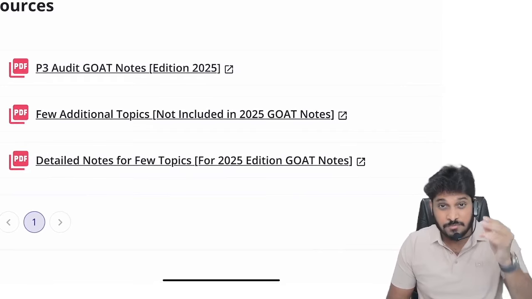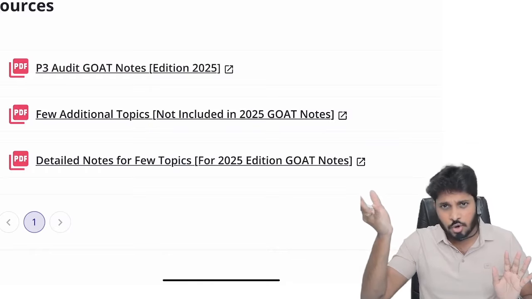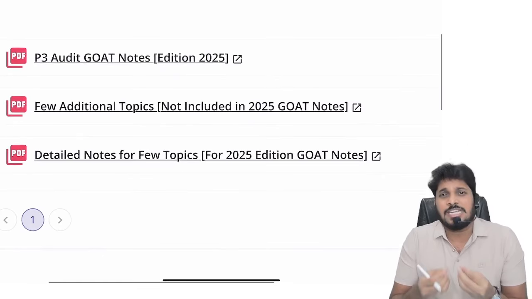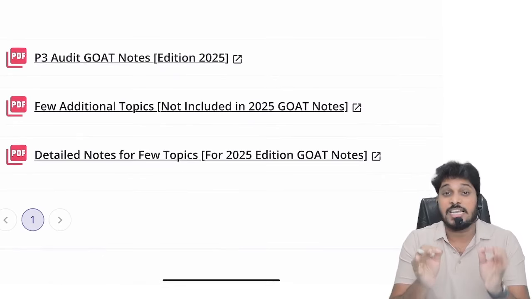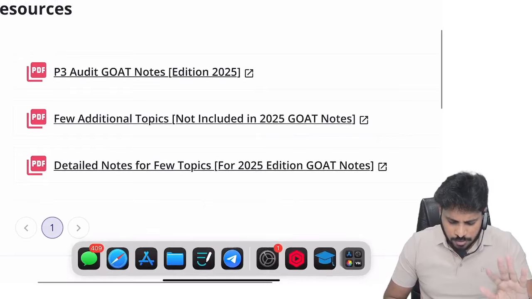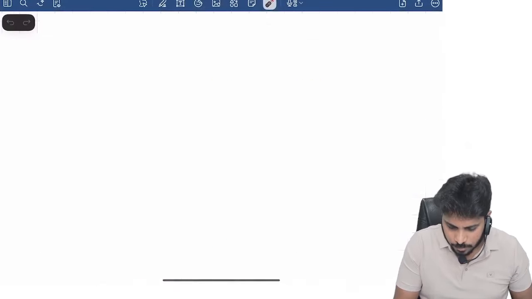Detailed notes per topic are for a few topics which are already there in the GOAT Notes. In GOAT Notes it is much simplified; here it will be little more detailed notes. That too it is for the investigation chapter. Detailed notes is for the investigation chapter. Additional topics is for a few topics. Fine, I'll just show you.